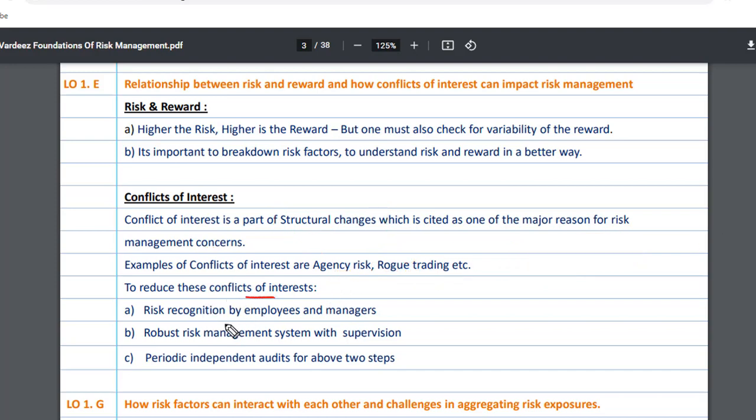Then, to reduce these conflicts of interest, there are three things that we can do. First of all, risk recognition by employees and managers. It's really important that you feed the risk culture in every employee and manager, so that it flows down from the management to the lower levels as well. The second thing is a robust risk management system. There has to be a system in terms of risk management in place, and with supervision, so that if you are exceeding the risk, there has to be some supervision regarding that. And finally, periodic independent audits for these two steps.